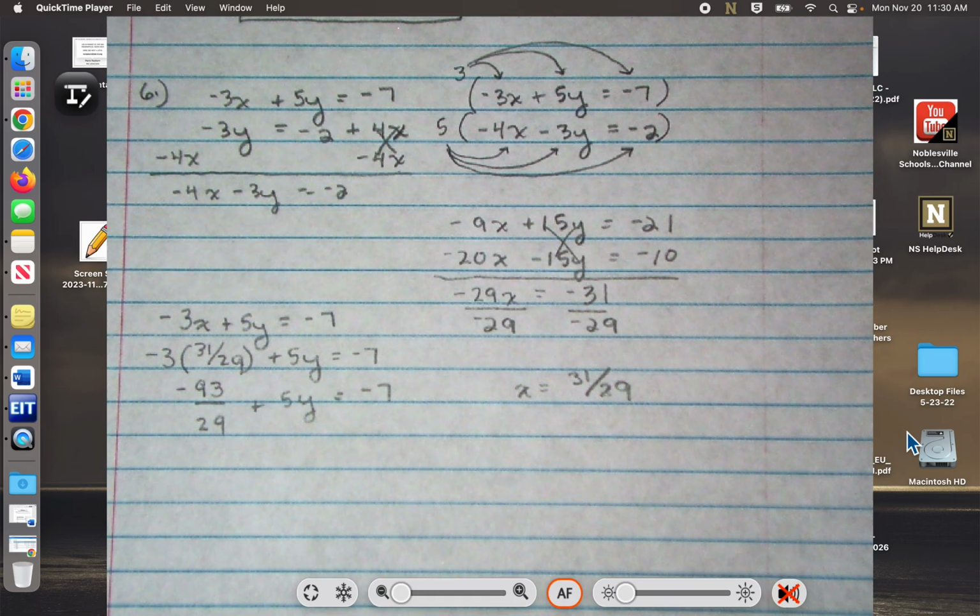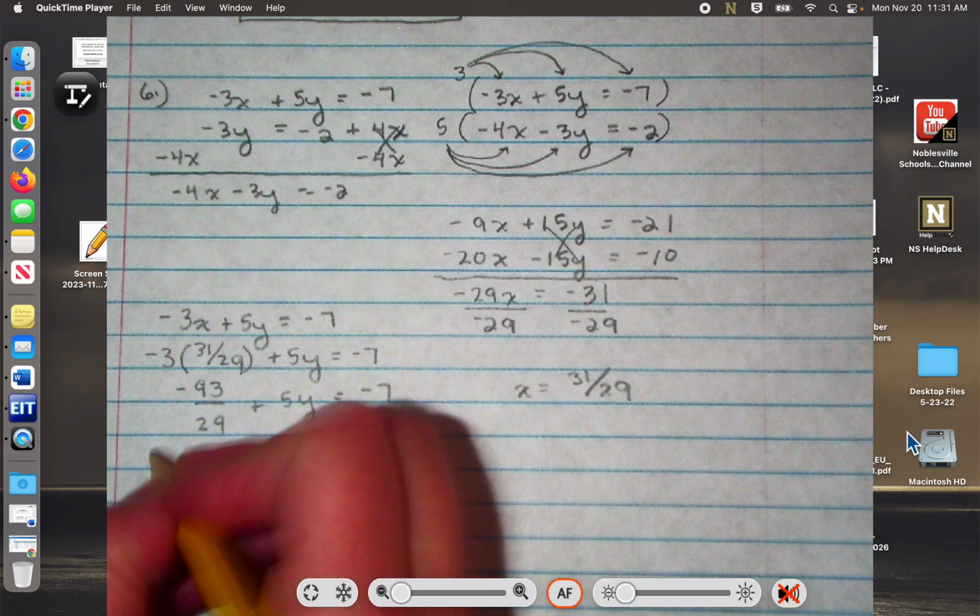This is such a pretty number. Wait, does that say 5y? It is. I think all my numbers are wrong. It's just fractions. We're doing the exact same math. It's just fractions. What does that say? Negative 93 over 29. How am I supposed to know what that is plus 7? What is that if I add it to 7?